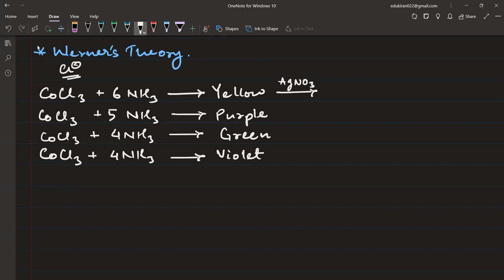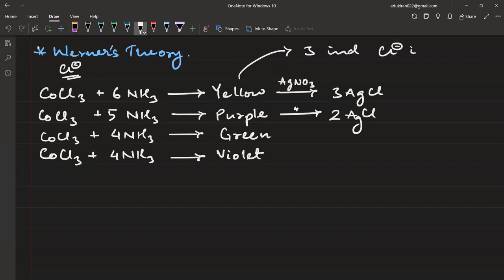So when he reacted the yellow one, he got 3 moles of AgCl. He reacted the purple one with the same reagent AgNO3, he got 2 moles of AgCl. Now what does this tell us? It tells us that with 3 moles of AgCl in the yellow colored complex, we have 3 independent Cl negative ions. So we understood that there are 3 Cl negatives in the yellow colored compound.